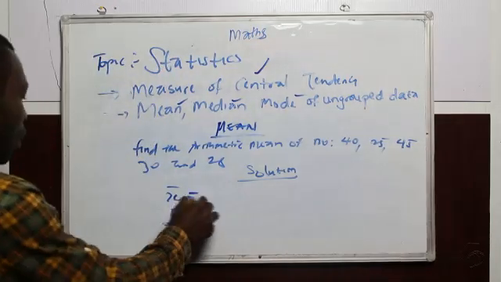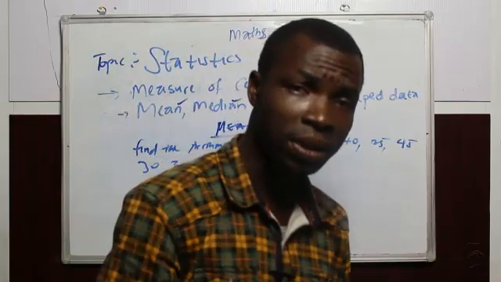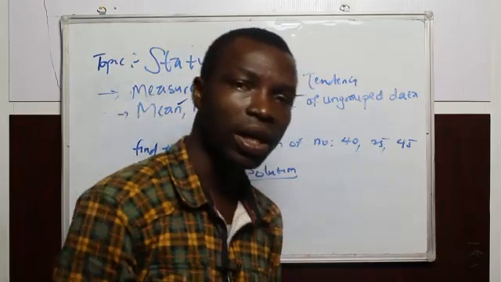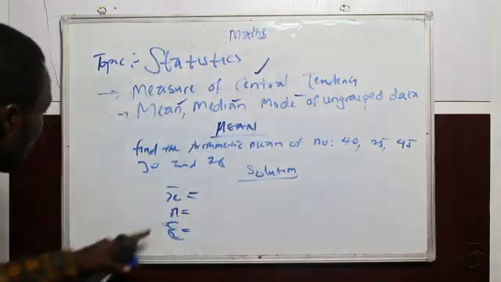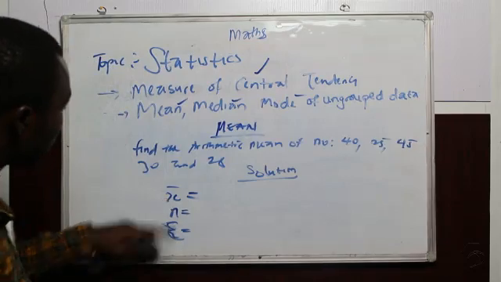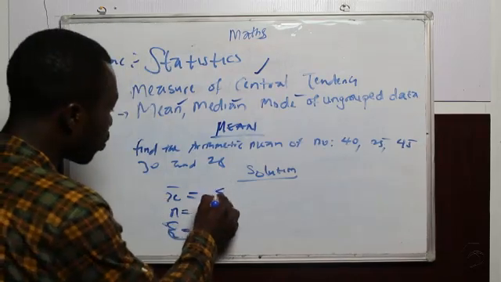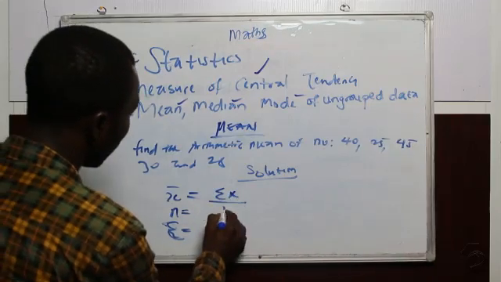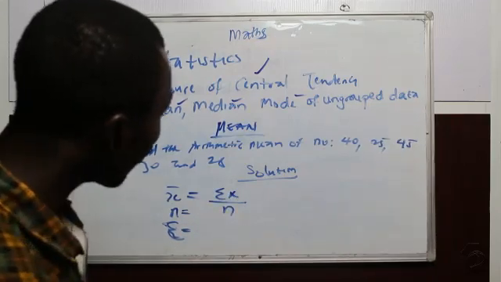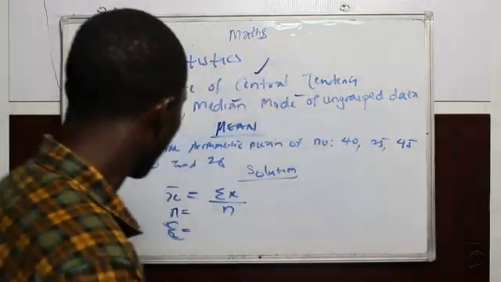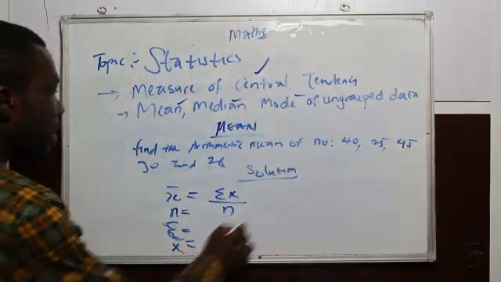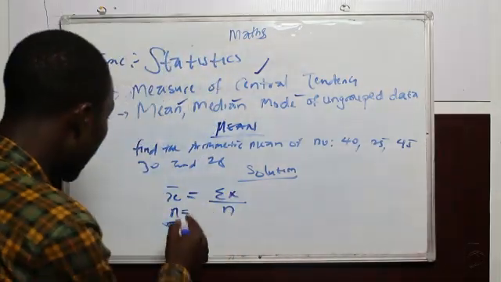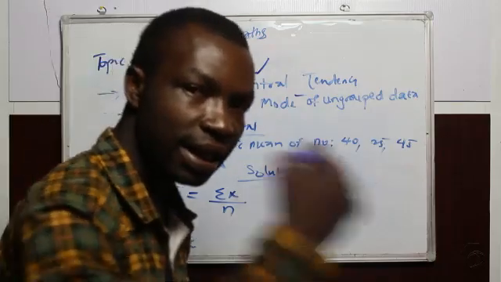Now, we want to calculate this because it is ungrouped data. When we move up, we will see that there are changes in the formula. Now, we have the arithmetic mean. The formula is given to be summation of x over n. What is x? x is the marks, that is the number of marks, while n is the number of the data.